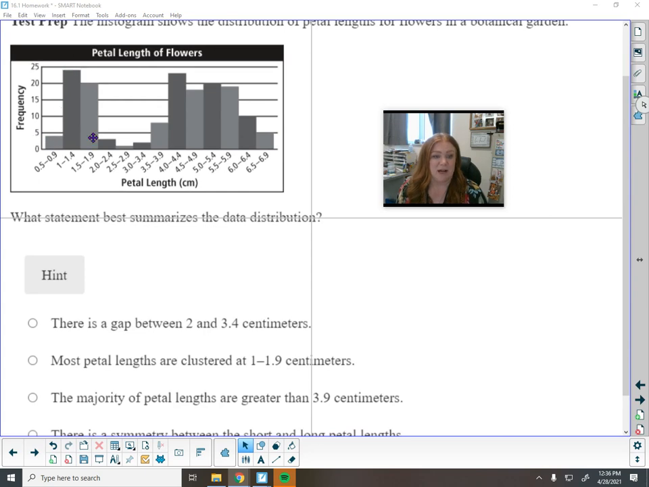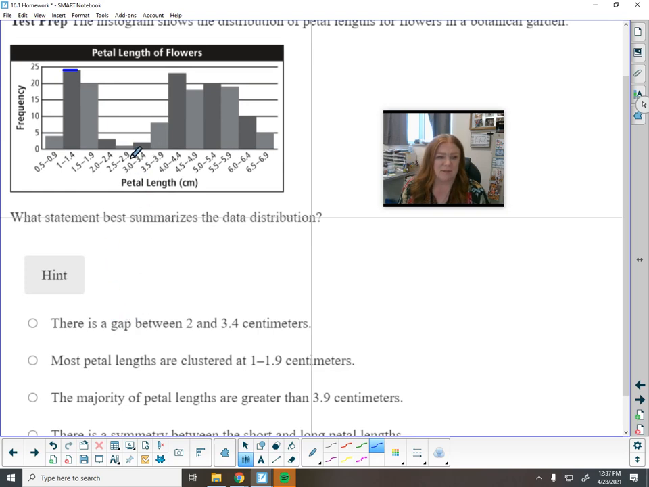So, right, we can see we've got the peak is up here. I don't see any gaps in our data. So, right, they all have at least one flower that fits into that category. Our cluster, right, they're all grouped together. So just one cluster. So let's see. So we've already said there is no gap.